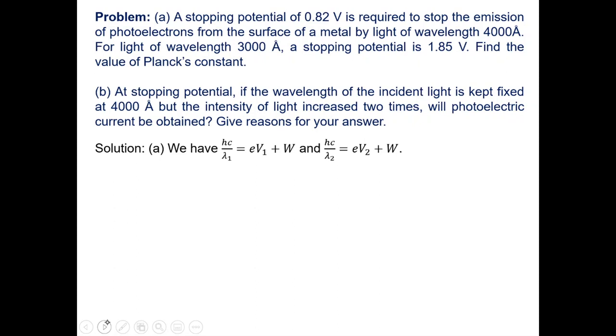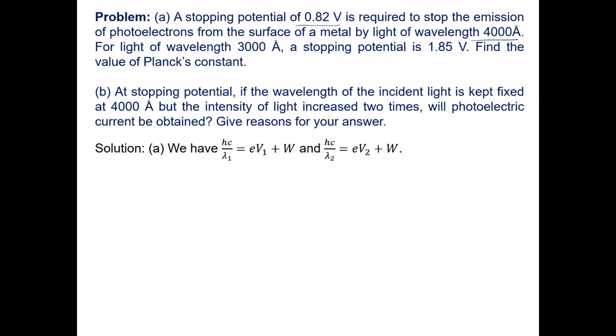Okay, now the other problem is that we have a stopping potential of 0.82 volt. So the stopping potential, again, you remember the setup where we apply a reverse potential to stop the energetic electrons, and this stopping potential is a measure of the kinetic energy of the electron, right? So the stopping potential of 0.82 volt is required to stop the emission of photoelectrons from the surface of a metal by light of wavelength 4000 angstroms.